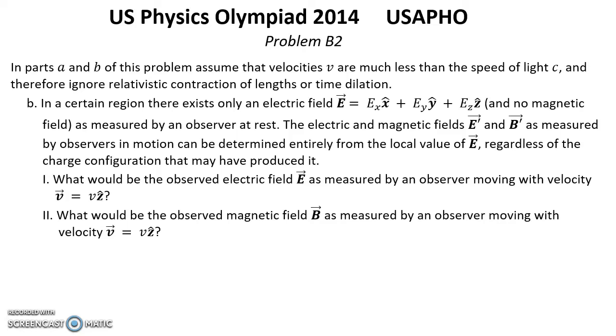Question 1. What would be the electric field E' as measured by an observer moving with velocity v in direction z? Question 2. What would be the magnetic field B' as measured by an observer moving with the velocity v in direction z?